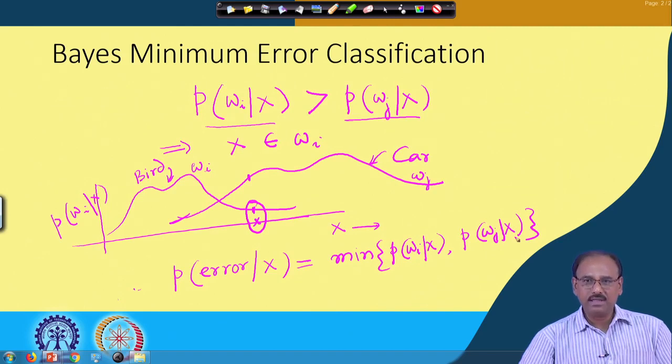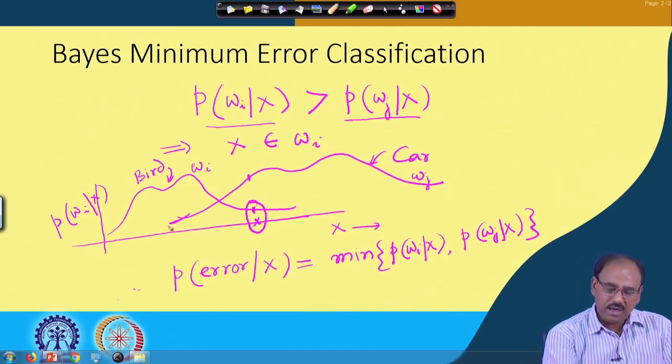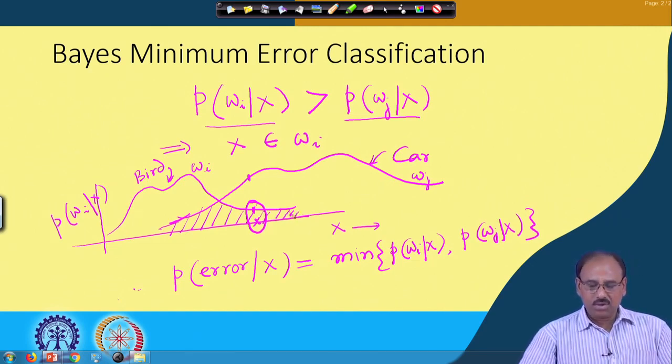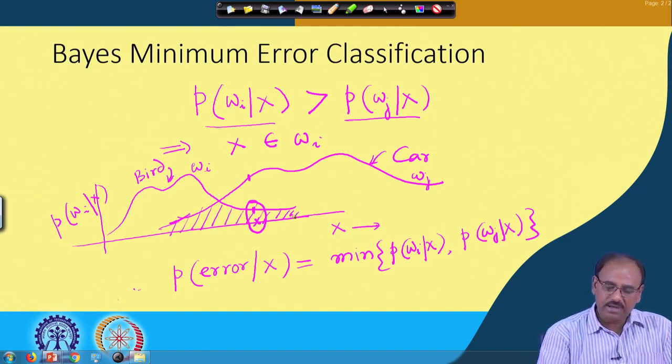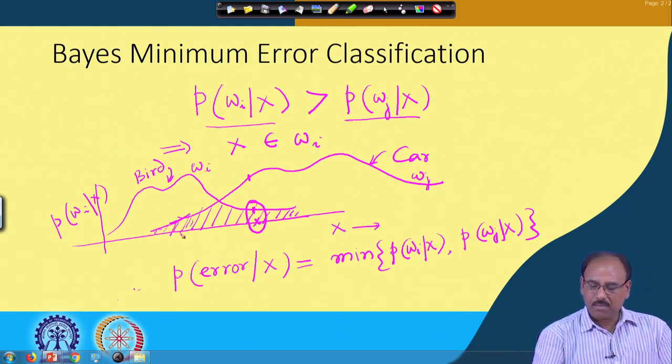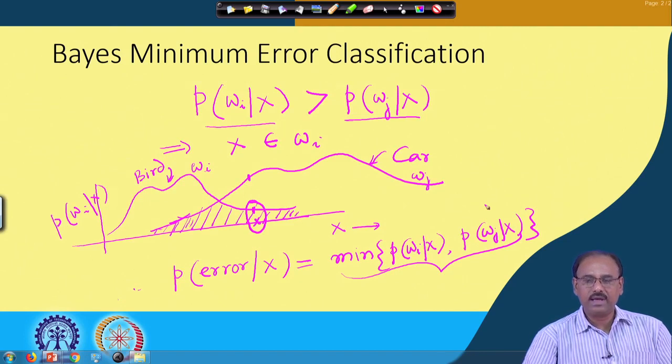And what is the total error in this case? The total error of classification is nothing but the area under this curve. If I integrate this area, the minimum of these two, over x varying from minus infinity to infinity, then what I get is the total error of this classification rule, that is given by this minimum error classifier.